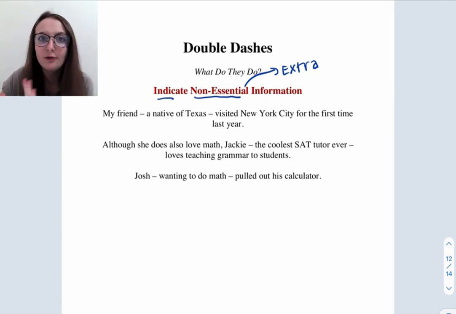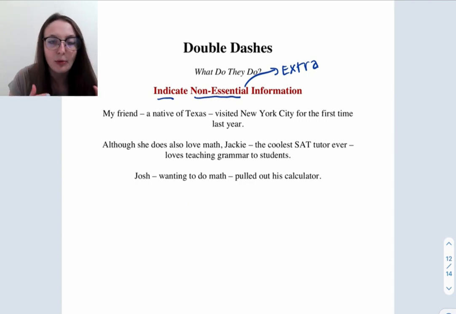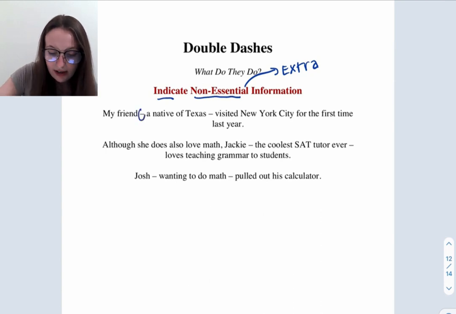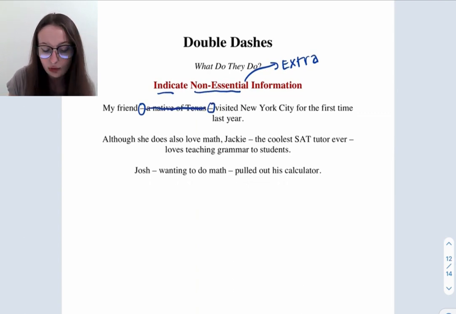So we're not saying that that information is not important or it is important. It has nothing to do with the significance of the information. All that it means is that the sentence would still function, grammatically speaking, as an English sentence without the stuff inside of the double dashes. So if you look right here, a great trick to see if you can put double dashes around something is to try reading around that part and see if the sentence works.